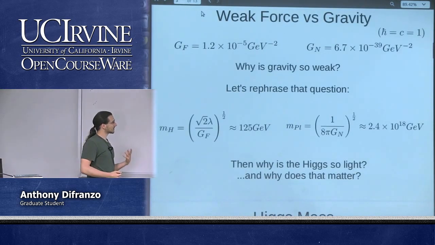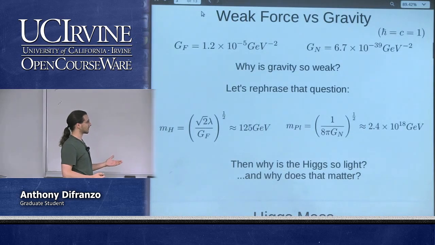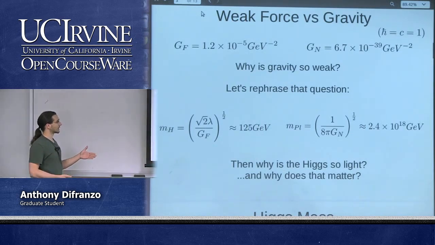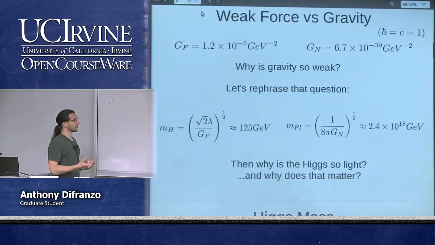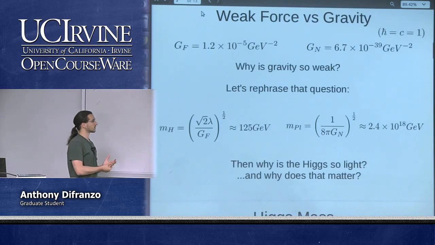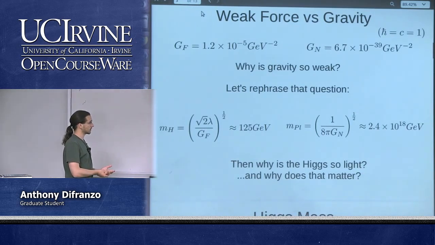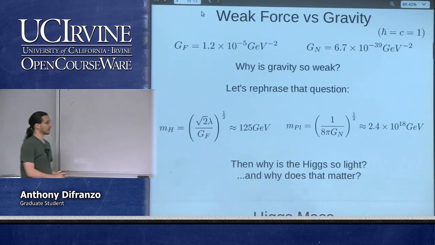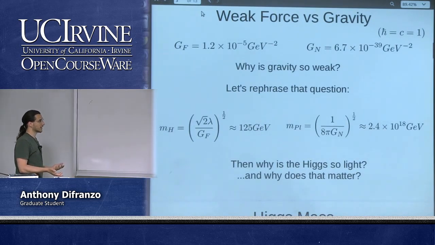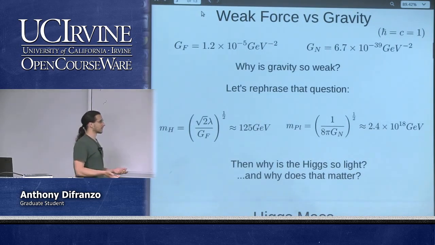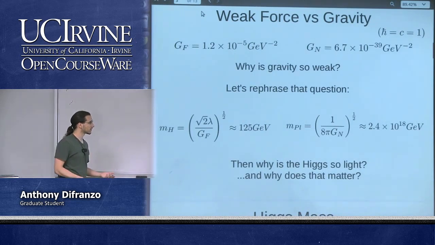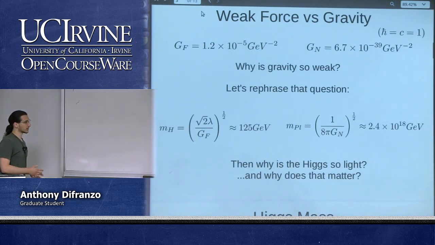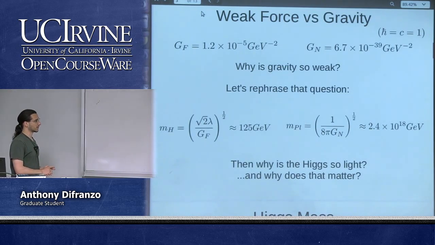Instead of talking about a coupling, let's talk about masses. For each of these cases, I can rewrite these couplings in terms of characteristic masses for the weak force and for the gravitational force. For the weak force, I can talk about the Higgs mass, and for gravity, I get the Planck mass. And of course here, I see that there's a big discrepancy. So I can change my question a little bit and ask, why is the Higgs so light? Why is it not as heavy as the Planck mass?